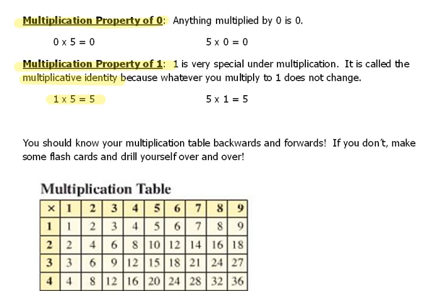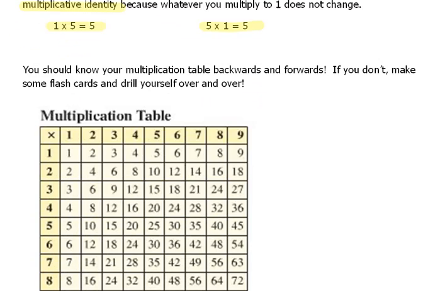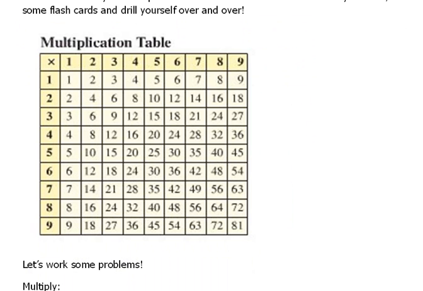1 times 5 is 5. 5 times 1 is 5. You can multiply anything you want to times 1, and you always get that original number back, no matter what. So, very important rules.